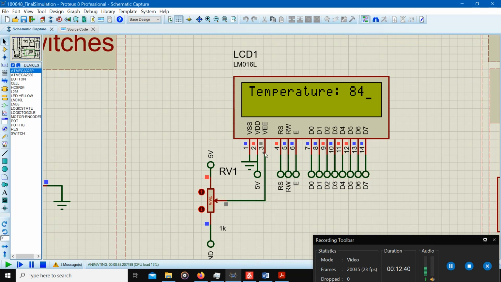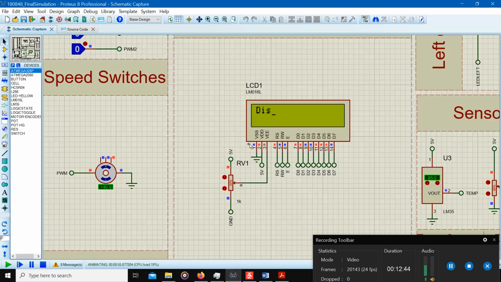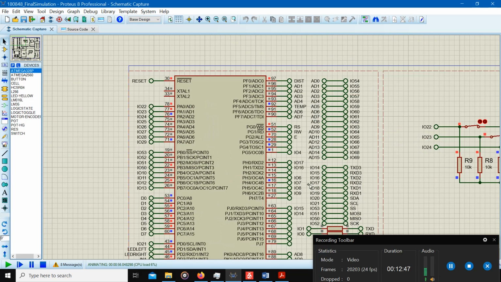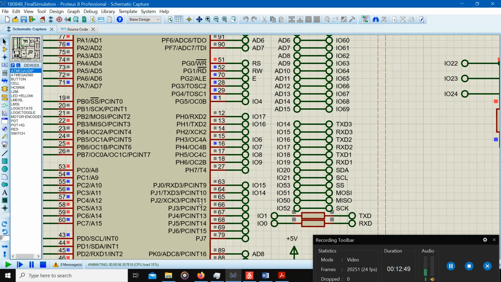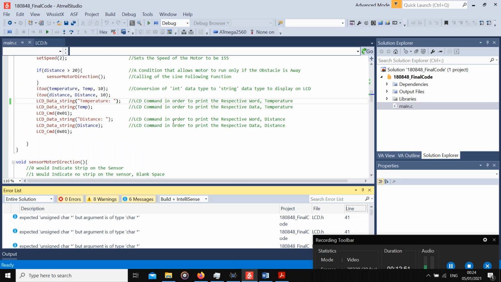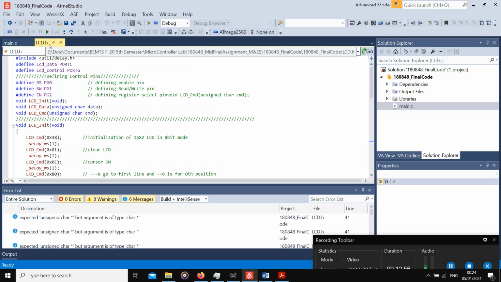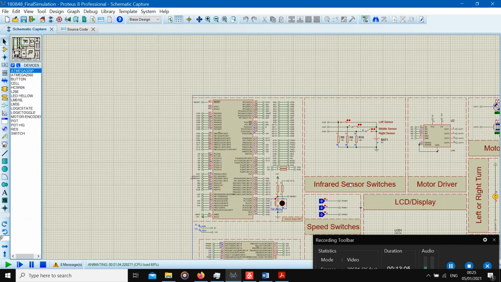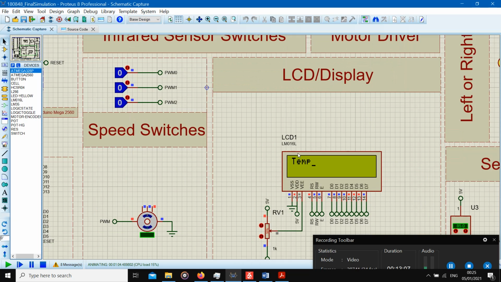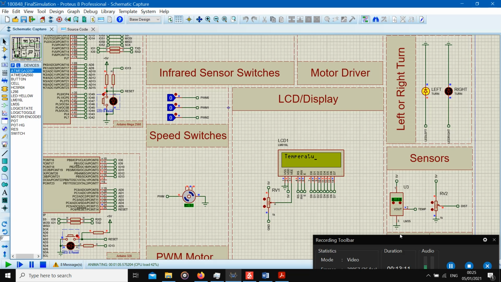Similarly, the RS, the RW, and the E for enable, all of these have been connected over here in port G. If you want to understand how these are connected, you can come over here. This is the lcd.h, where .h indicates the header file. You can see that these have been connected in G and C respectively. So this is what is happening with our LCD and LM35.